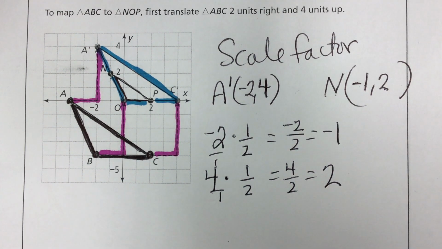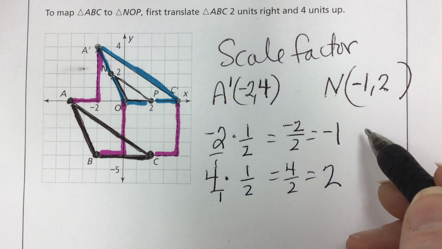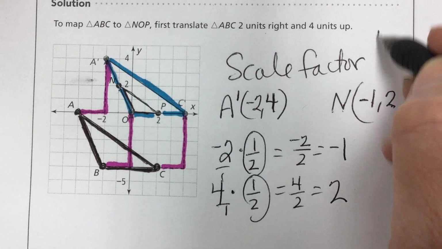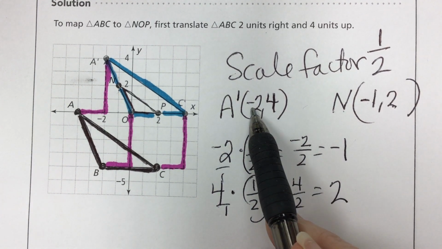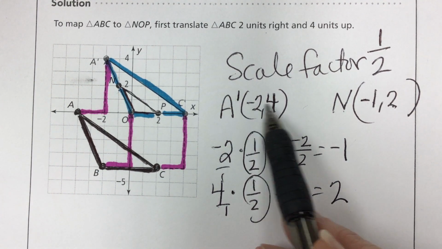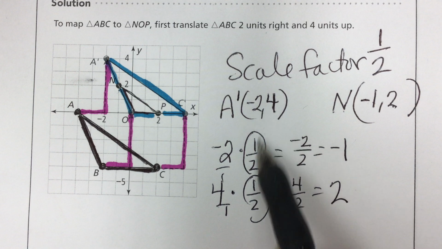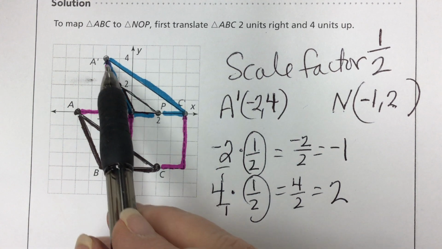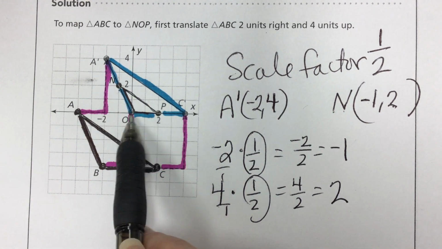So we found the scale factor that related the two triangles. It was a scale factor of a half. We saw that we had to multiply each of A prime's ordered pair numbers times a half to get to negative 1, 2. So we could have also looked at this another way.